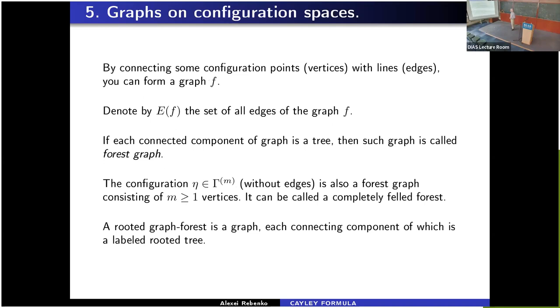So by connecting some configuration of these points, vertices, with lines, edges, you can form a graph. We denote it as a set of edges, and any configuration which consists of M points, M vertices, is also a graph consisting of M connected forest.